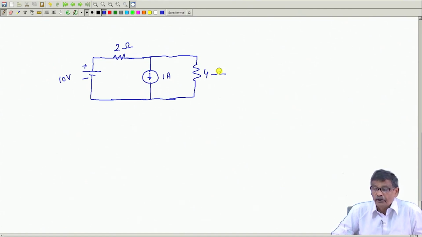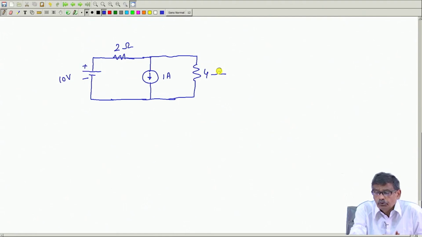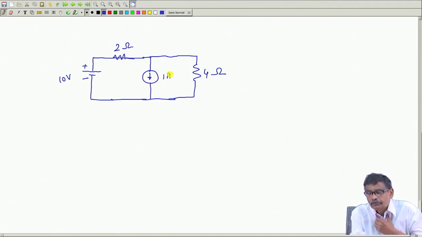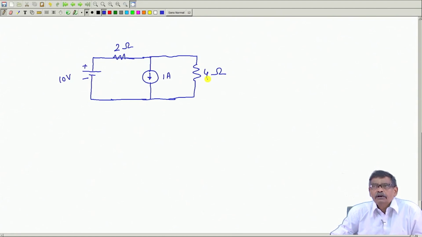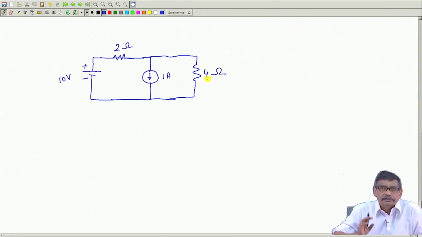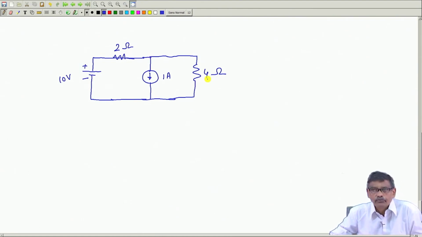Now, the first point is what I have been asked. There are two sources. One is a 10 volt ideal voltage source, a 1 ampere current source is present, and these two resistances are known. The problem is to find out the currents in all the branches in the circuit. That is what I have to find out.